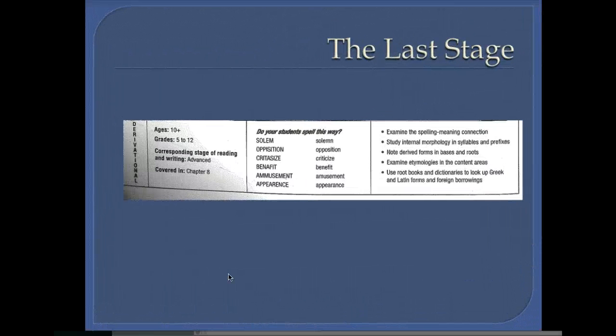Okay, and the last stage. So we have here opposition, criticize. And here they would strongly recommend studying base words and roots and looking into morphology. Okay, the synchrony of literacy development. And I will stop here so we can go on to our part 3.